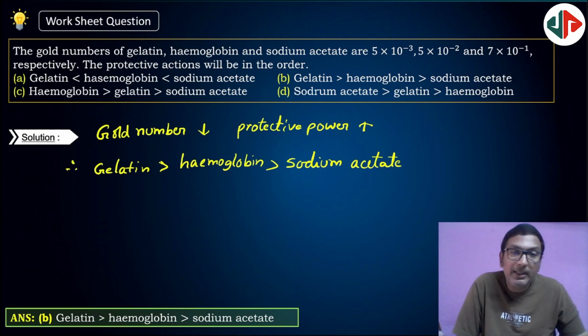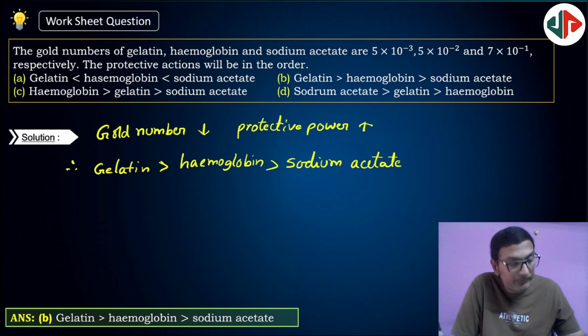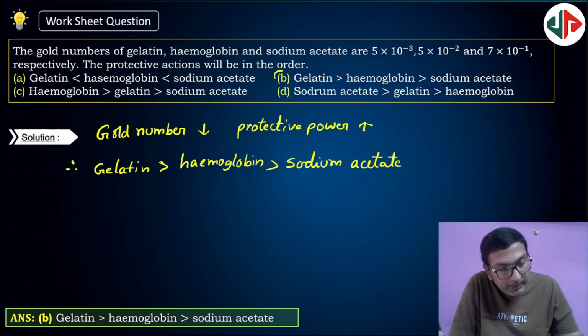So gold number and protective power are inversely proportional to each other. So option B.